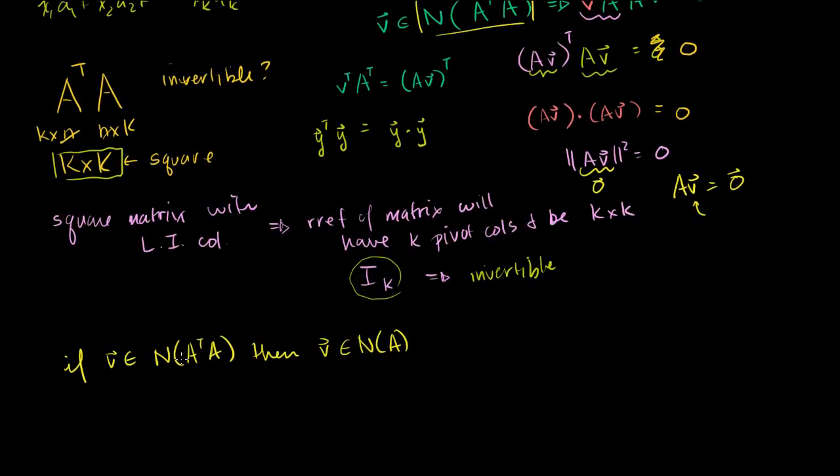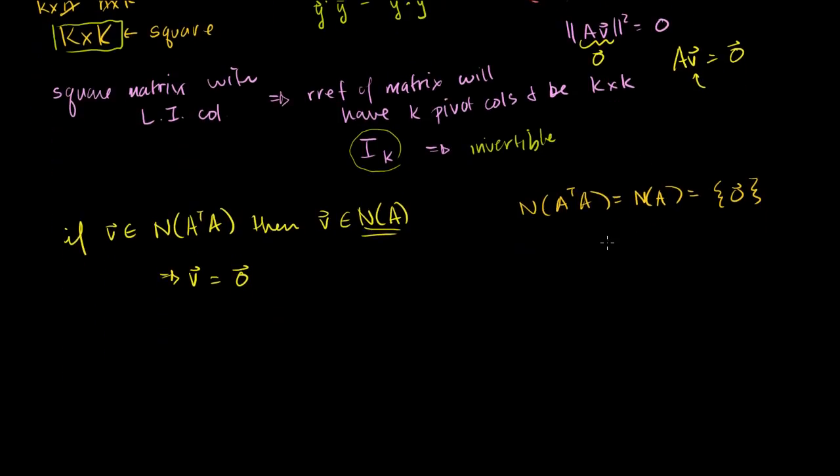So if this guy is a member of the null space of A transpose A, and he has to be a member of the null space of A, there's only one thing he can be. There's only one entry there. So then V has to be equal to the 0 vector. Or another way to say that is any V that's in the null space of A transpose A has to be the 0 vector. Or the null space of A transpose A is equal to the null space of A, which is equal to just the 0 vector sitting there. Now, what does that do for us?